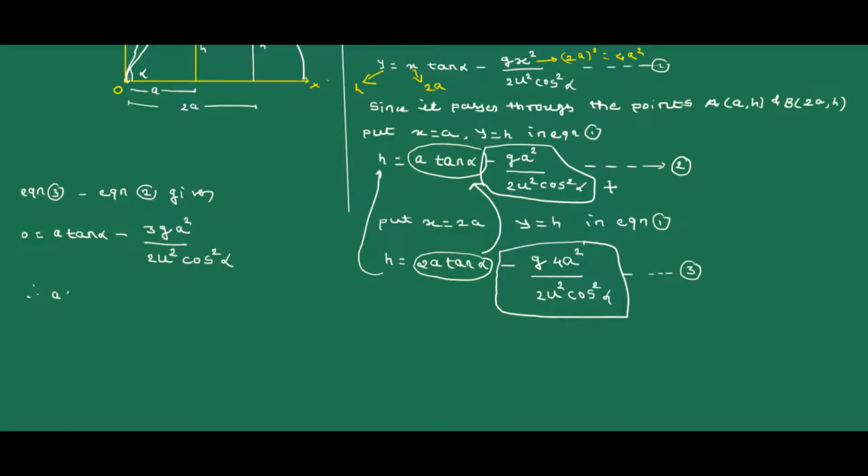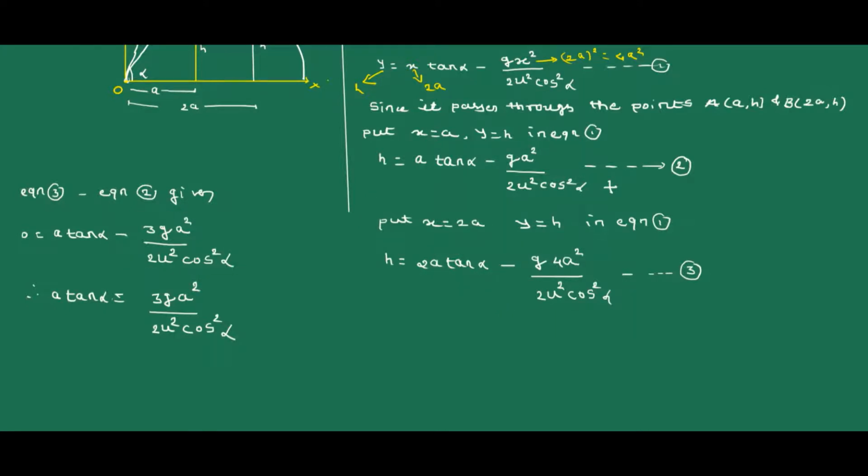Therefore, a tan alpha is equal to, you have to transpose this term to the left hand side. It becomes plus sign, that is equal to 3ga square divided by 2u square cos square alpha. Substitute this value of a tan alpha, which is 3ga square divided by 2u square cos square alpha, in equation number 2 in this place.